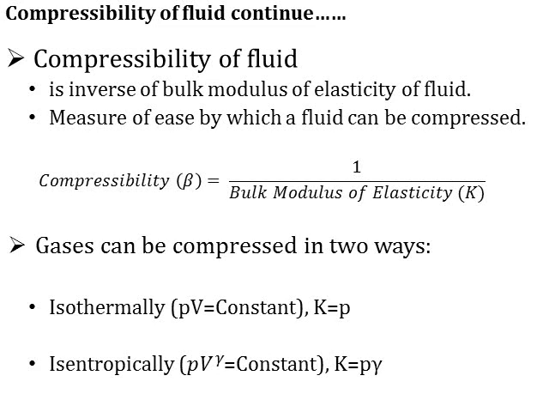When it comes to gases, we see that the compression can be done in two ways. It can be done isothermally or isentropically. If it is done isothermally, then the bulk modulus of elasticity is equal to the pressure applied on the fluid. If it is done isentropically, then the bulk modulus of elasticity is the product of the pressure applied and the specific heat ratio.